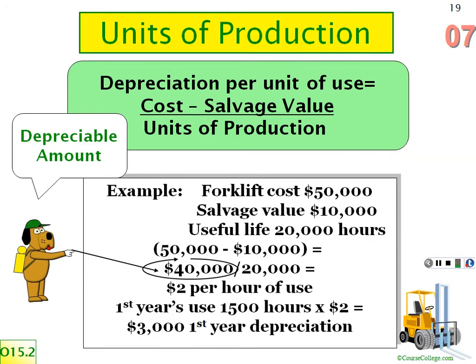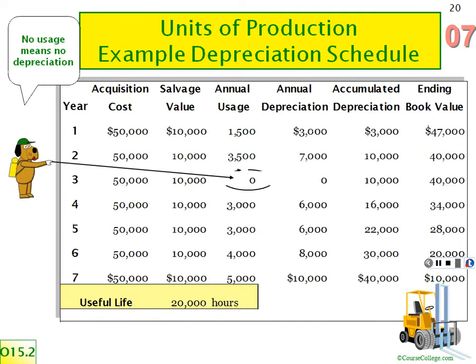Like the forklift, still 40,000 in depreciable amount divided by the 20,000 hours in its useful life. It has an hour meter on the forklift. We know $2 are going to be depreciated for every hour that forklift runs. So you just send someone out to check the forklifts and record those hour meters. At the end of a fiscal year, they pull up a spreadsheet. They have last year's information. They can compute the hours run during the current year. They pull down in their spreadsheet the $2, and they can compute the annual depreciation. We can't do it ahead of time because we don't know what the hours run will be.